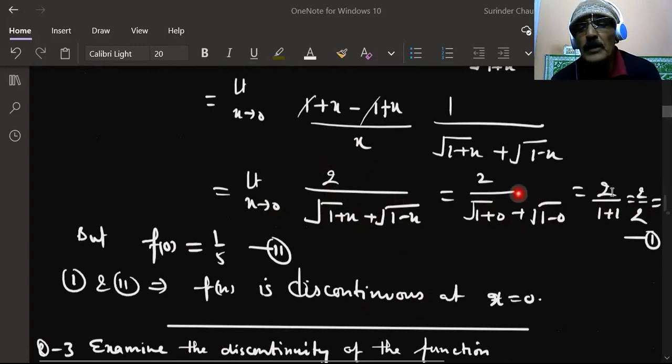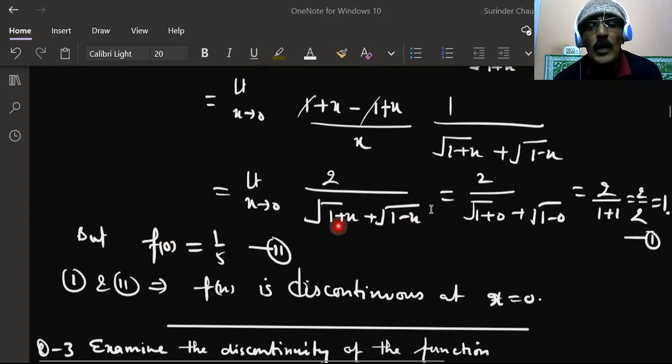So left limit is 1, right limit is 1, but the value of the function at x equal to 0 is 1 by 5. So can we make this continuous at x equal to 0? Yes. If we replace the value of the function at 0 by 1, then this can be made continuous at x equals 0.